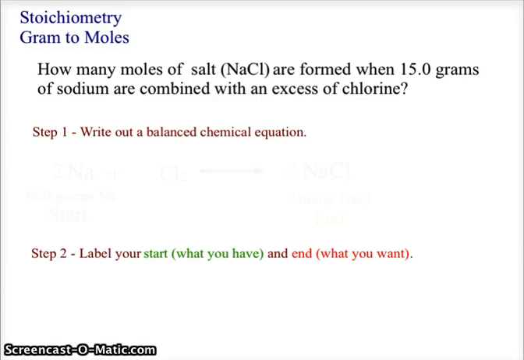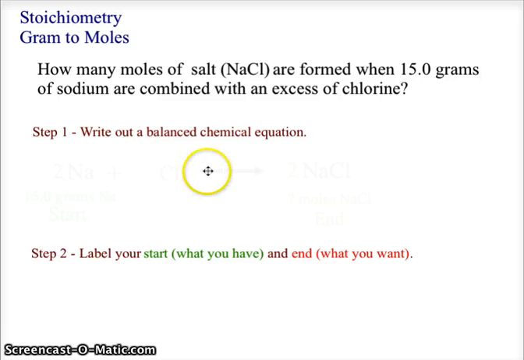So here we're going to look at our first sample problem, and our first sample problem is based on a synthesis reaction. How many moles of salt, NaCl, are formed when 15 grams of sodium are combined with an excess of chlorine? Now basically this is telling us that we're starting with 15 grams of sodium. The excess chlorine tells us that there is enough chlorine to complete the entire reaction, and we are going to look for how many moles of salt can be produced in this process.